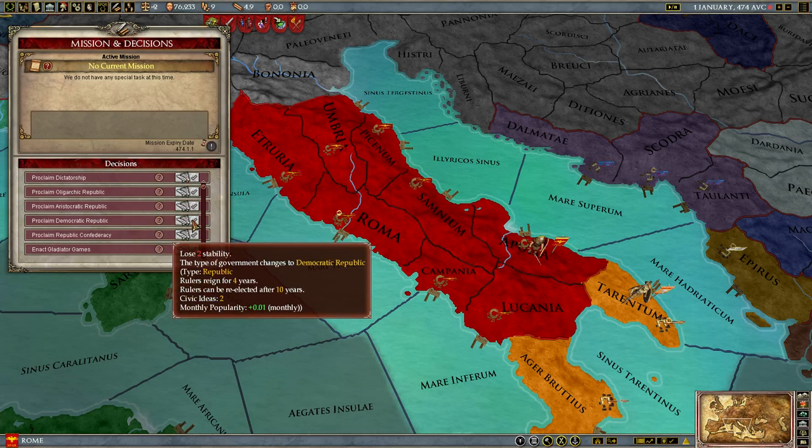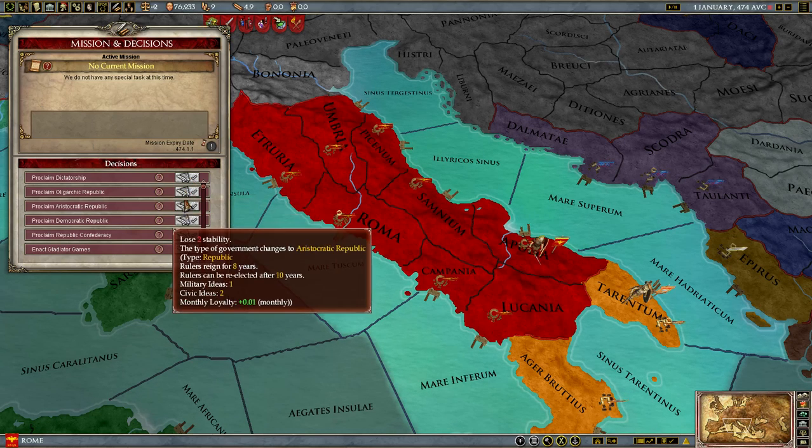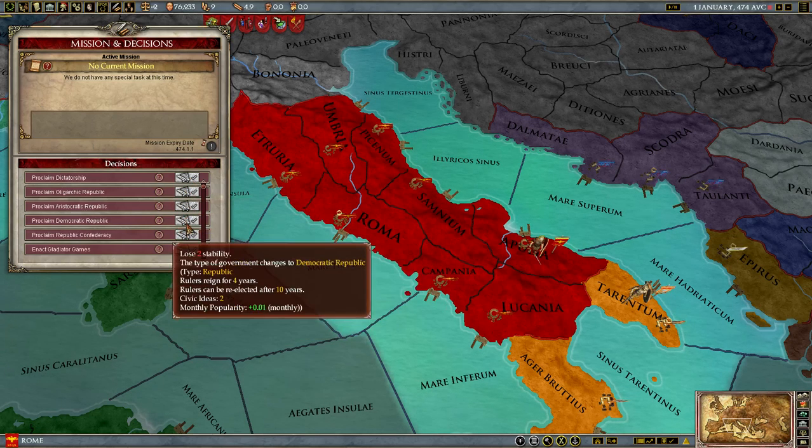Now, I would like to point you to the Democratic Republic. Monthly popularity, 0.01. Now you can see why I think the Democratic Republic is the worst form of government. It should be obvious. Okay. Well, that's basically decisions.